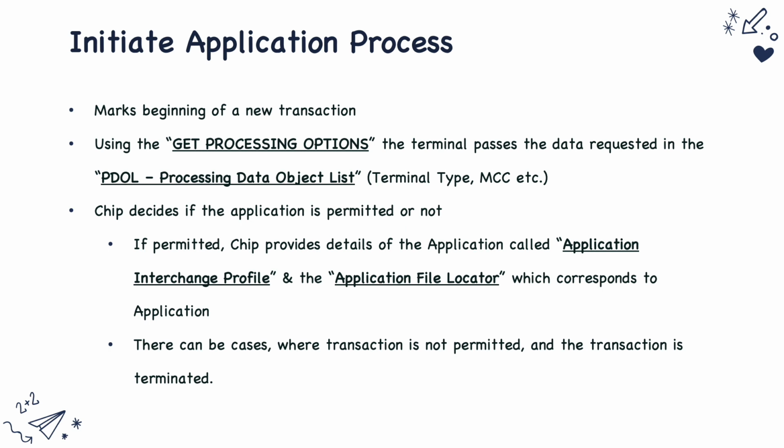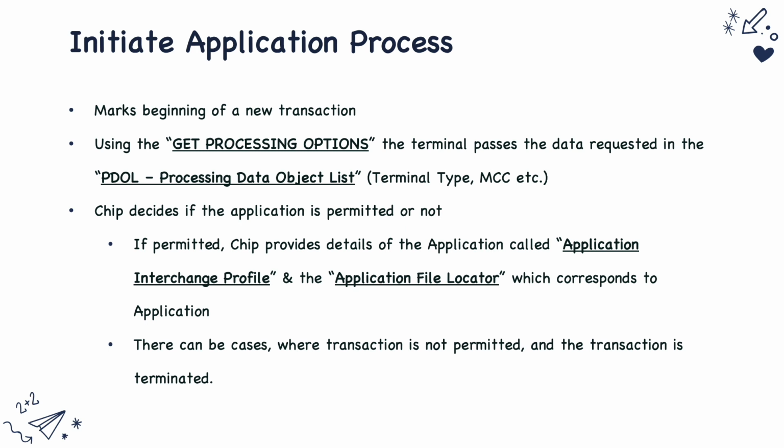The chip tells the terminal in the previous steps what data elements it requires. So in this command, get processing options, the terminal passes them. Once the chip gets this data as a part of get processing options, the chip decides if it has to proceed further with the transaction. If the chip decides to proceed, then it provides something called the application interchange profile, and it also provides the application file details to the terminal to further proceed with the transaction.